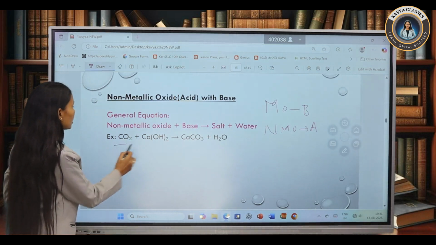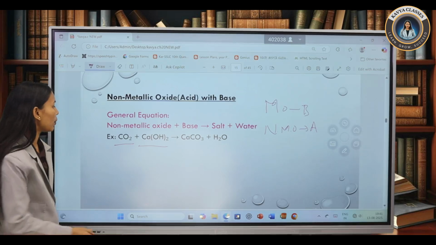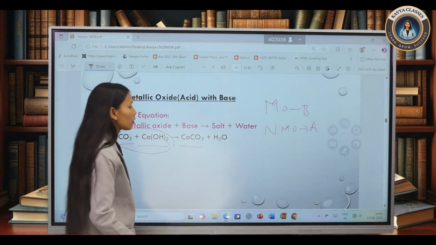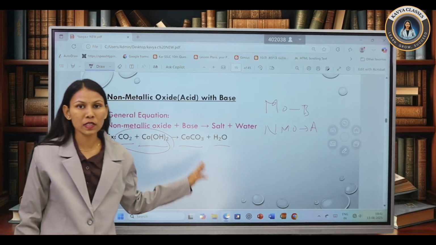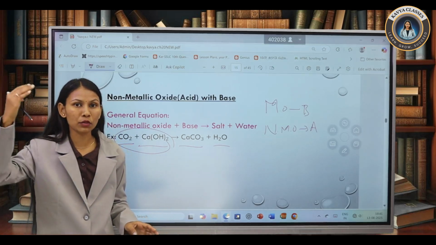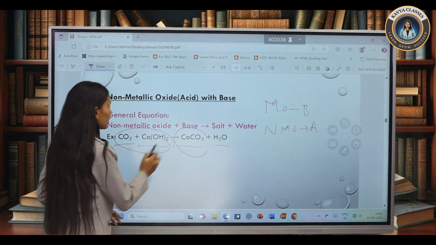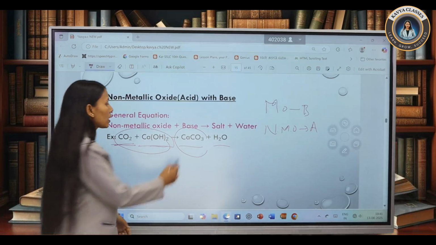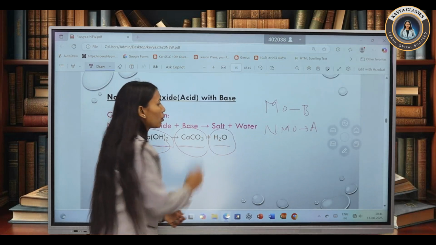For example, CO2 with calcium hydroxide. What happens when these two react together? They form a salt, that is CaCO3, and H2O. You saw this in the previous lesson: when slaked lime is applied to the wall, it converts to calcium carbonate. This is slaked lime and this is carbon dioxide. Once they meet, they form calcium carbonate, which gives a shiny surface, and water.